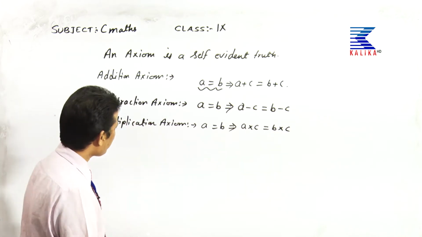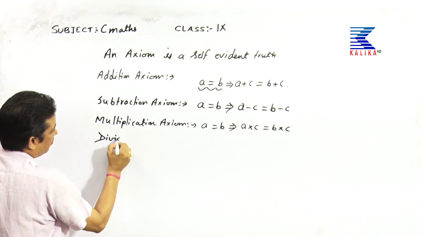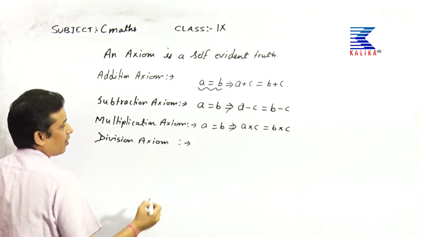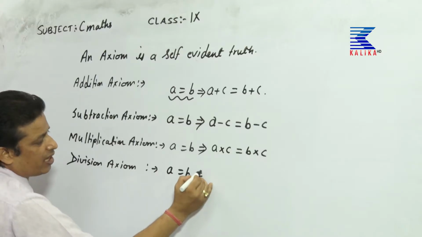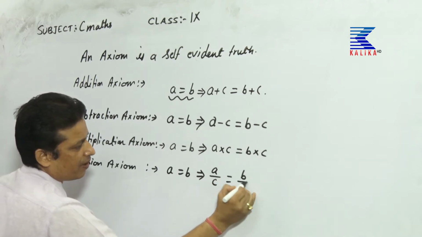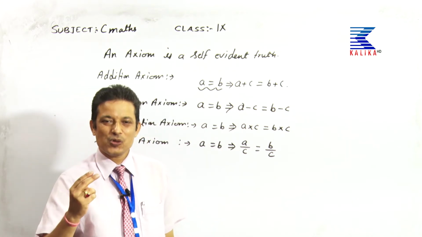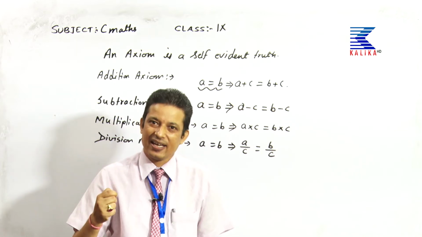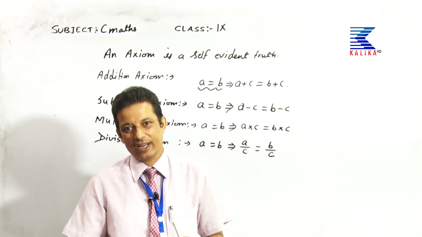Next, after that you can see the division axiom. Division axiom means if A is equal to B, we can say that A divided by C should be equal to B divided by C. If we divide two equal quantities by the same quantity, then the quotient will be equal.